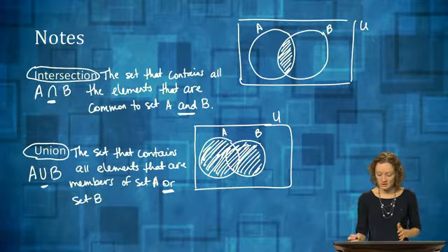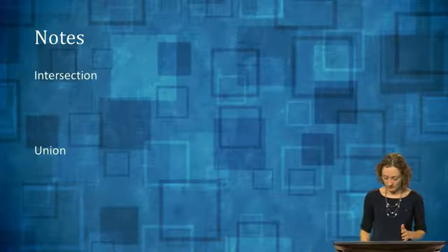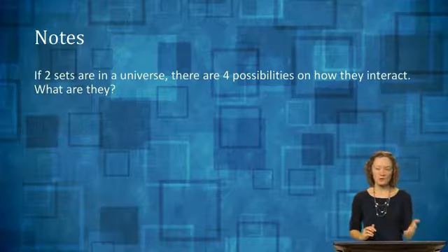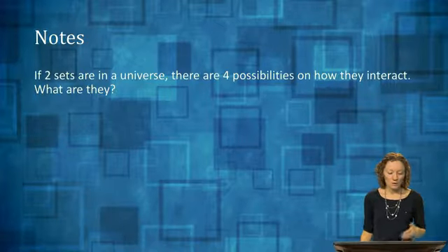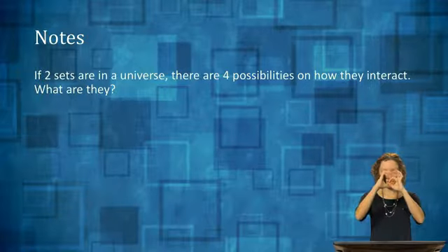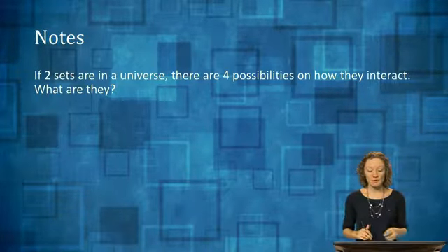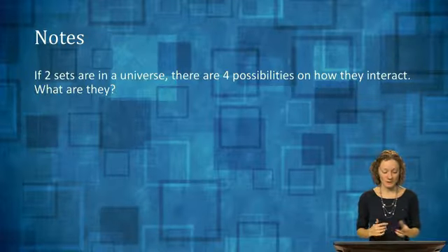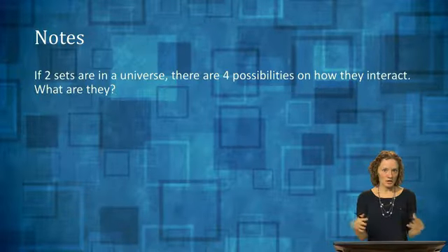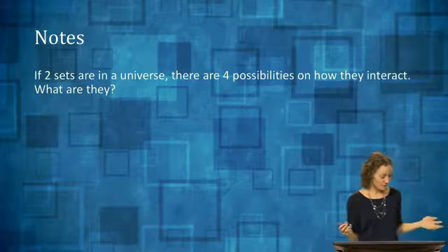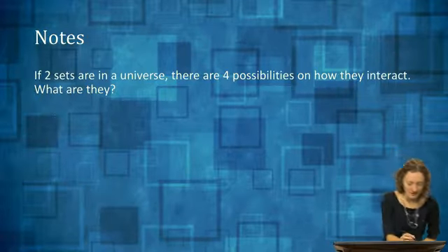So before we start to do some examples with these visualizations, there's just one more thing I want to talk about. When I drew two sets, I drew them specifically having this one unique overlap. If there are two sets in the universe, there are actually 4 different possibilities on how they can interact. So I want to draw them out and go over why I draw it the way that I draw it. Think about it for a second.